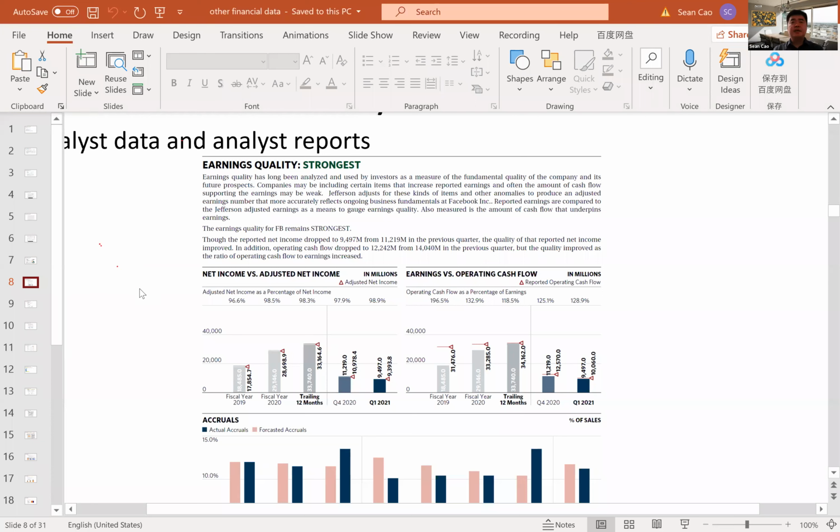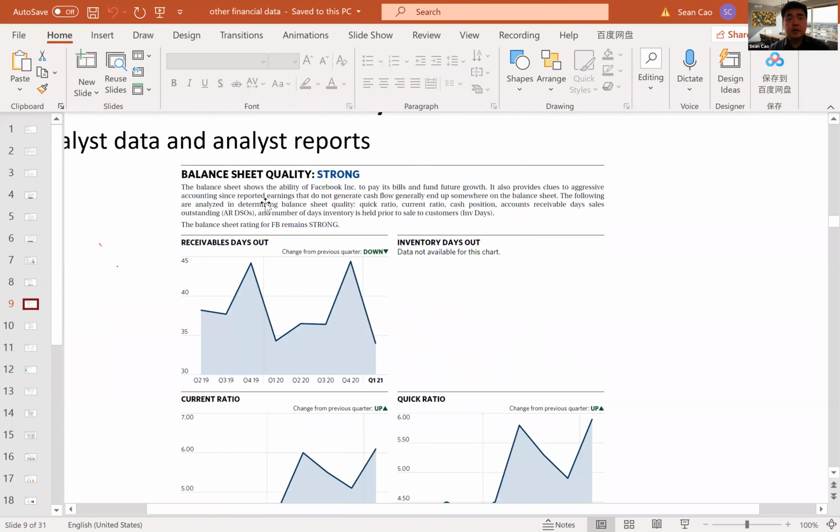So basically, the idea here is: can you actually trust it when Jefferson Research says earnings quality is strong? Can you trust them? So how should you trust them? You have to analyze their patterns. You have to analyze their analysis to see whether you can trust them. Some of it is very consistent with what we talk about in the class, right? So this is about earnings quality.